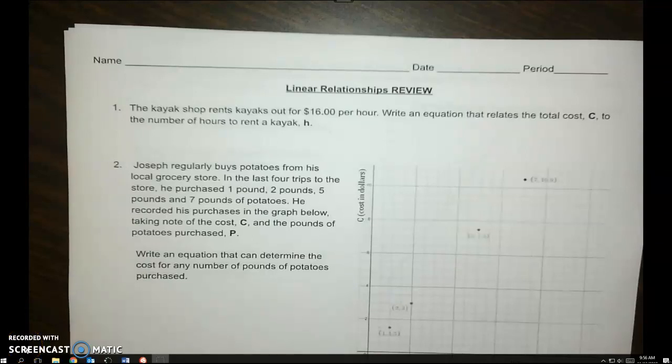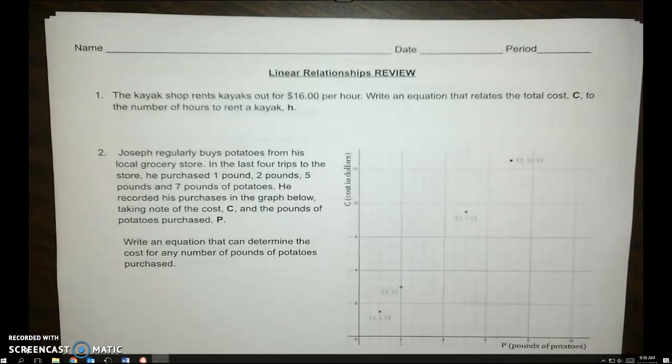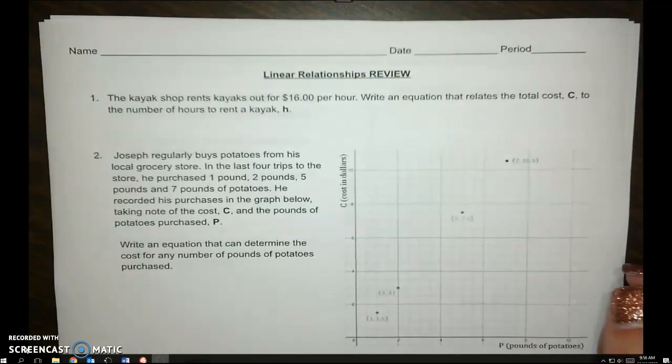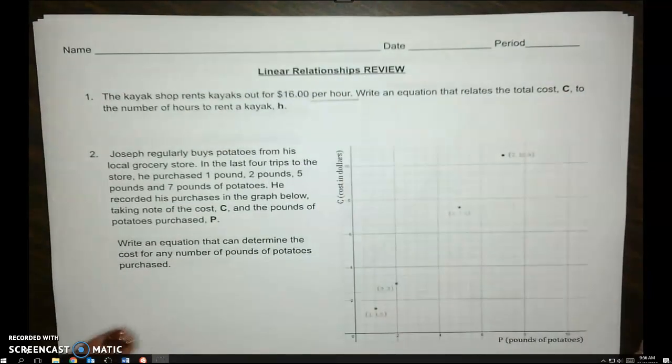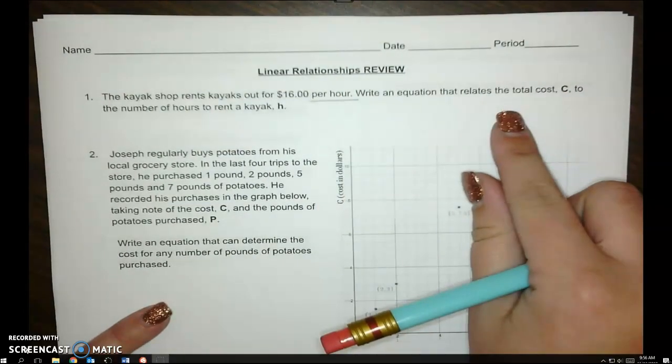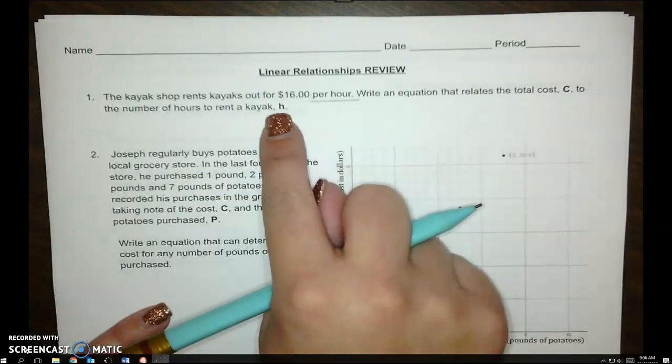Guys, let's go through this review so we can be ready for our end of unit assessment tomorrow. Number 1 says the kayak shop rents kayaks out for $16 per hour. Write an equation that relates the total cost C to the number of hours they rent the kayak H.